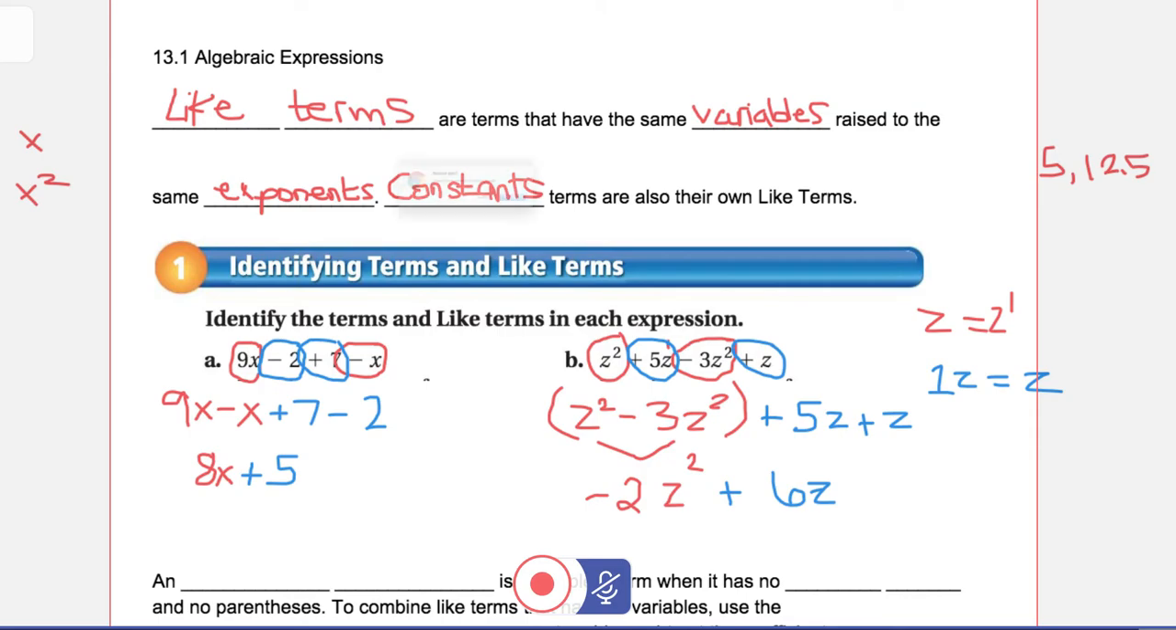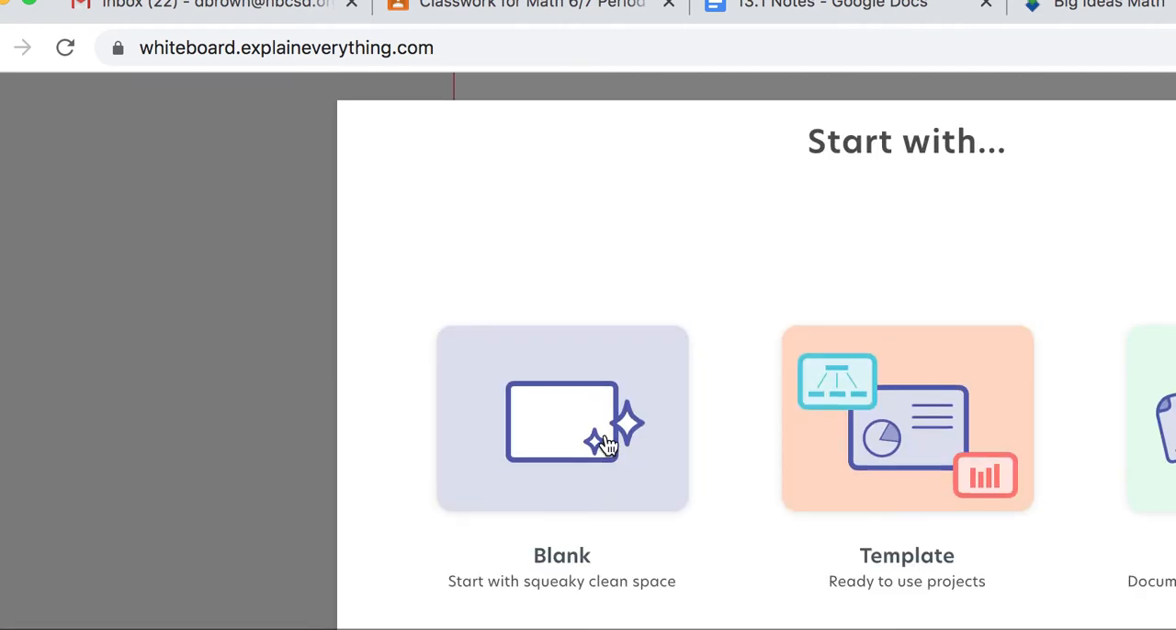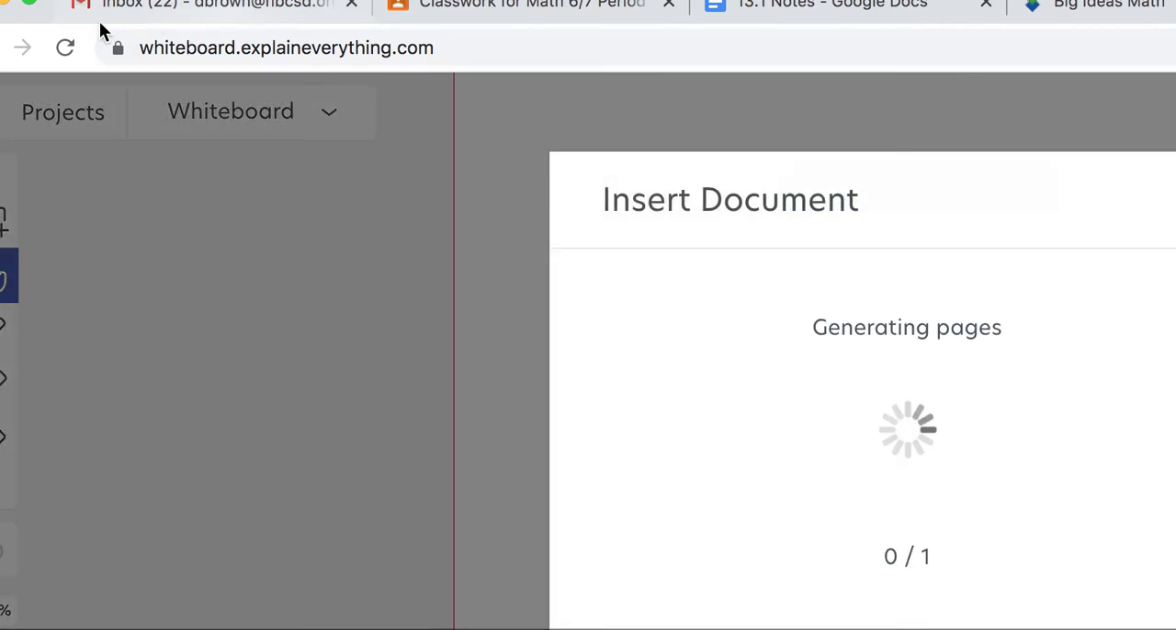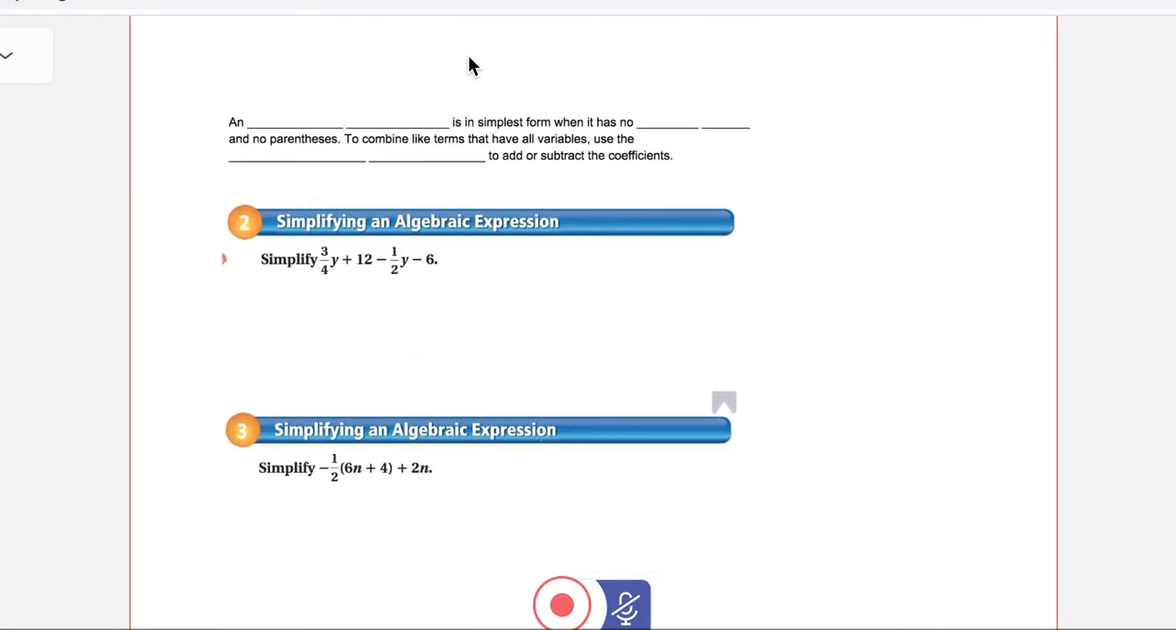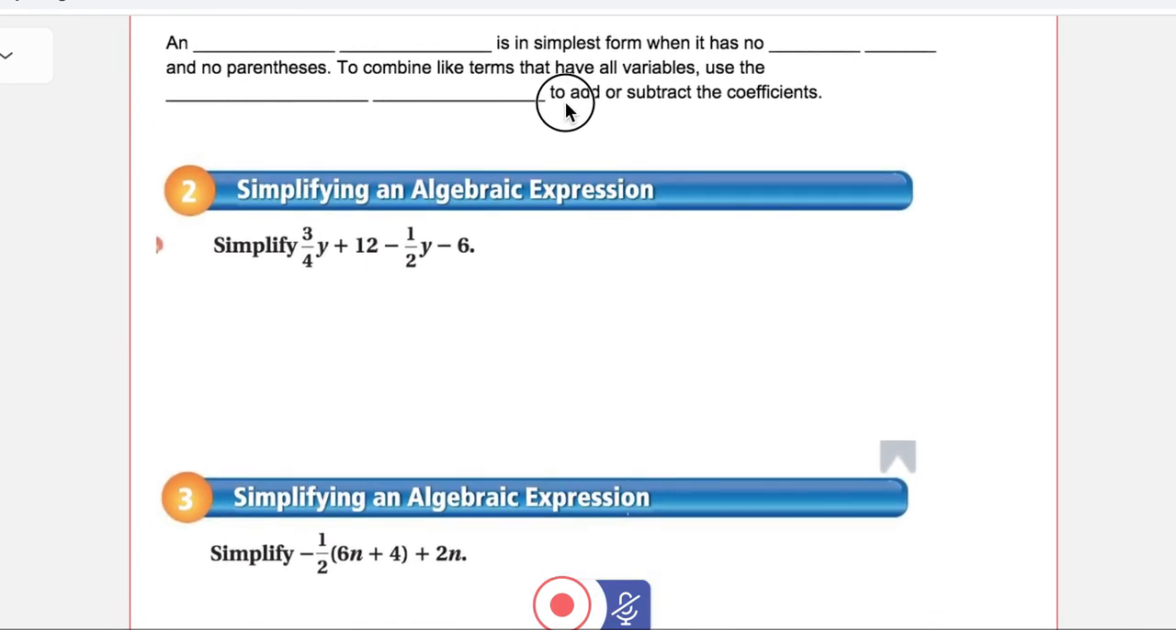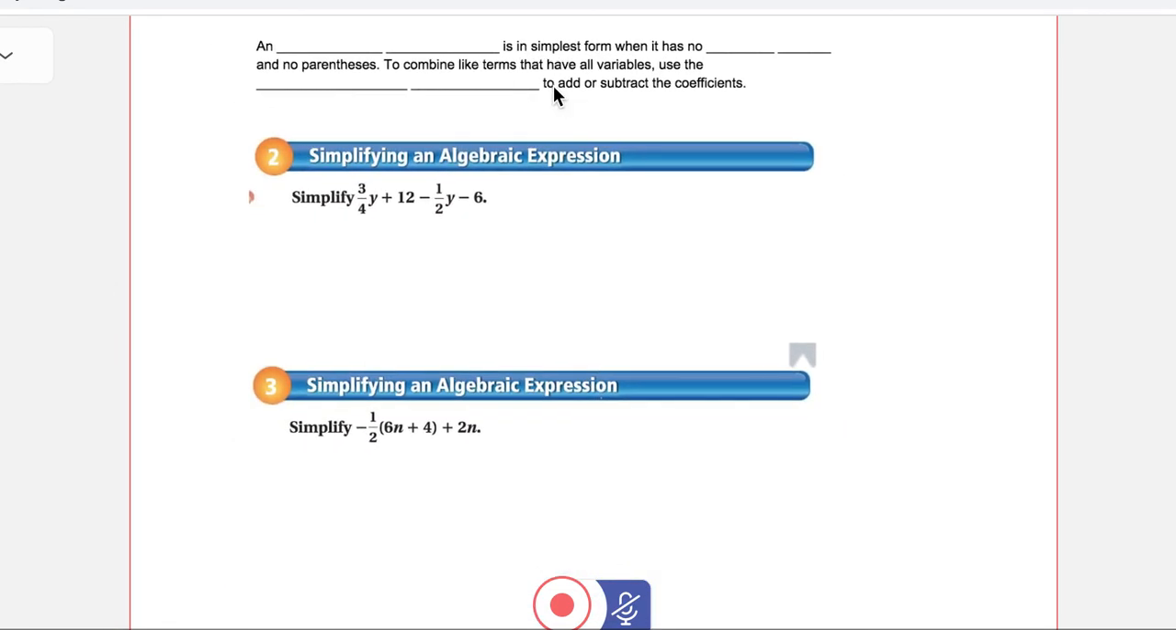So let's move down to our new problems. Let me just upload really quickly our other. Okay, so now we are here. Oops. So I want to write here an algebraic expression, and so bear with me as I try to write this in here. If you can read this, I'm not good at this.